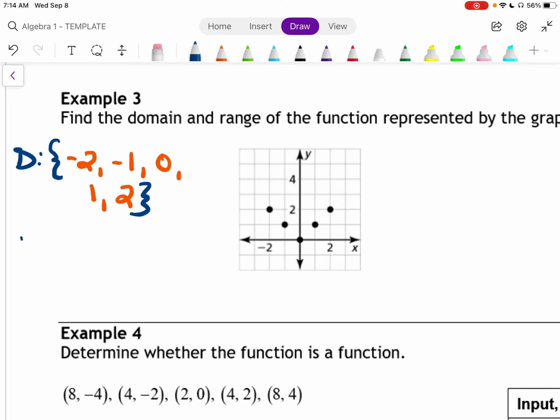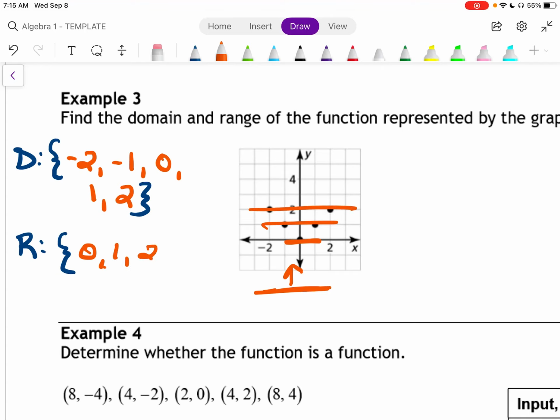Now for my range, I'm going to call it R. I'm also going to use the fancy squiggly bracket. This time I have my pencil horizontal and I slide it up. It touches at 0, at 1, and at 2. Even though at 1 and 2 it hits twice, you don't have to repeat it. You can, it could also be written as 0, 1, 1, 2, 2, but that's redundant and unneeded. So you just want to cancel out anything that's duplicated.